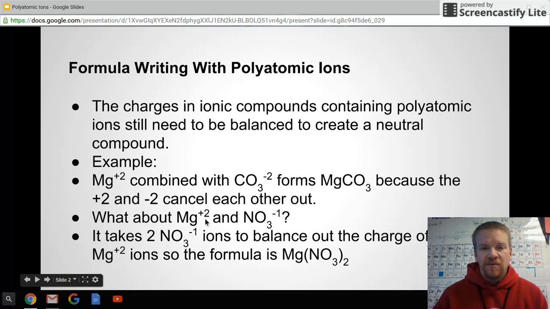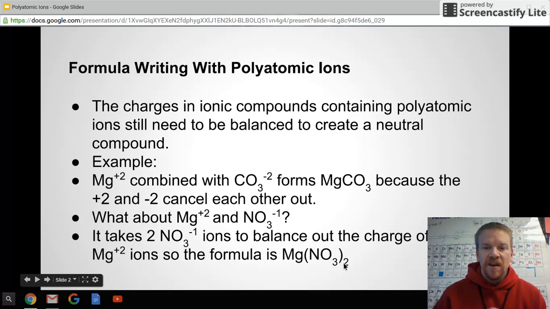Now, what if I have something where the charges don't balance when I have just one of each? Well, we looked at this a couple different ways. We talked about it with charge, and we talked about it with valence electrons. It's a little tougher to look at valence electrons when you have polyatomic ions, so we're just going to use the charge. +2 and -1, those don't balance out, those don't cancel out, so it takes 2 of the NO3 -1s to balance out the charge of the Mg+2, and your formula ends up being Mg(NO3) in parentheses with a 2 because it takes 2 of these NO3s.